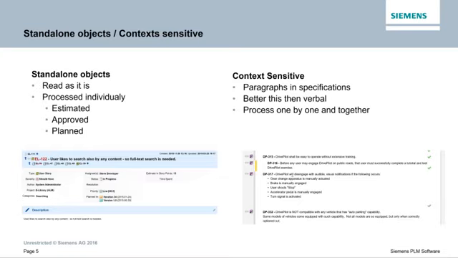So really something that should be self-explanatory. And on the other hand, the context-sensitive requirements, these are typically the paragraphs in the specification that you need to read in the context of a document. And you will see that there is no easy decision to say which approach is really better. Our experience is that you should combine them, but whenever you speak about a process of a requirement, you should clarify, is the requirement standalone or context sensitive, because this gives you a good starting point.